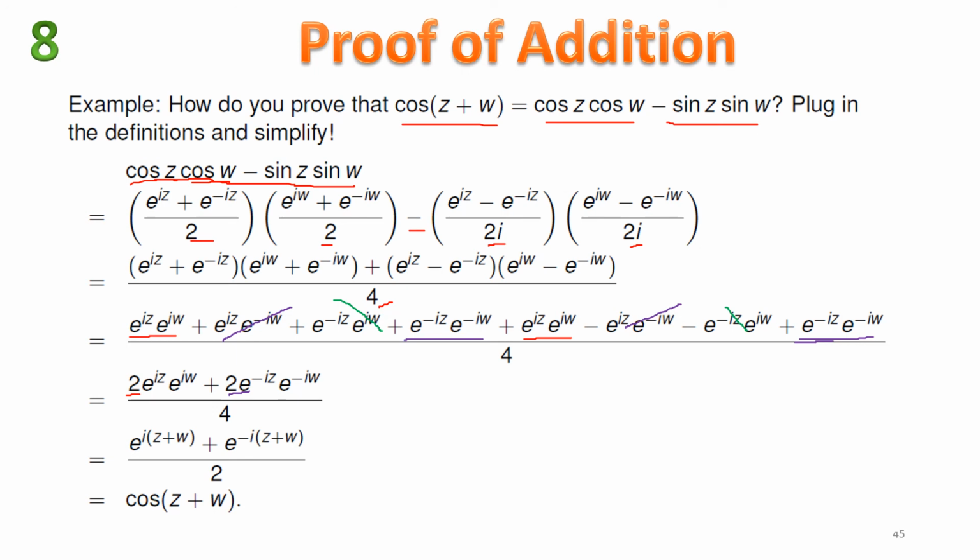And here we can cancel 2 with one of the 2 in the denominator, and we can write e to the i times (z plus w) plus e to the minus i times (z plus w), that is by definition cos of (z plus w).